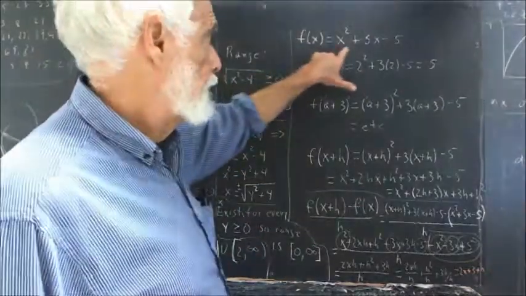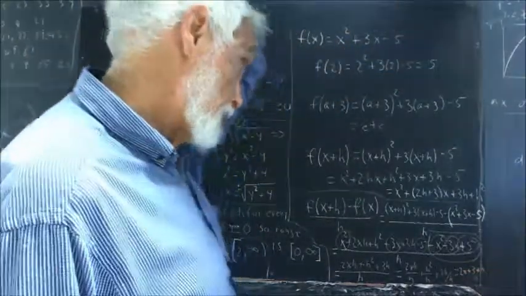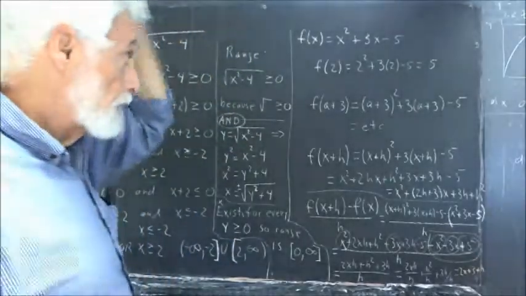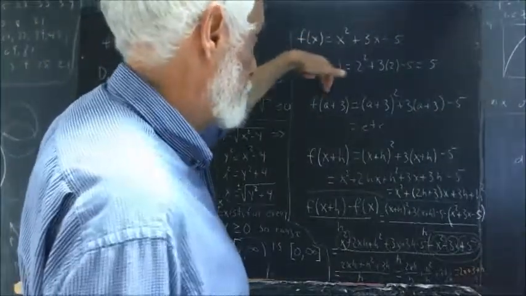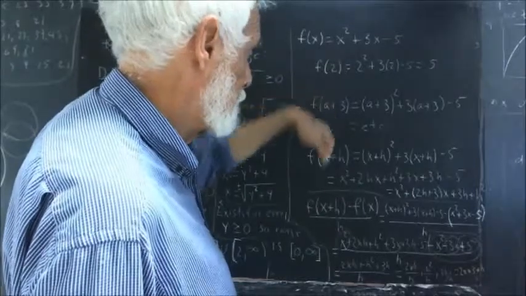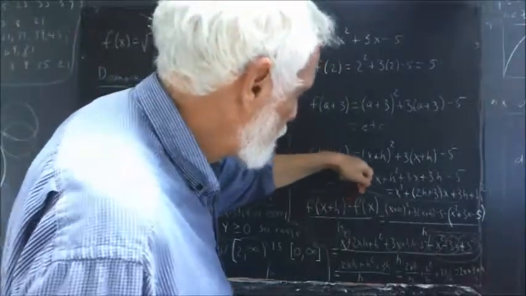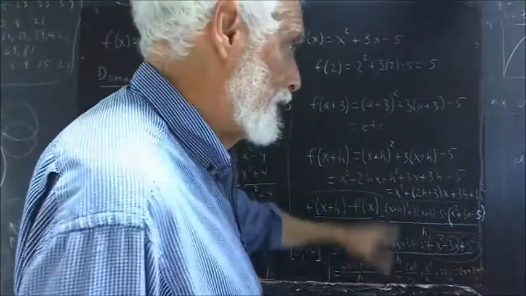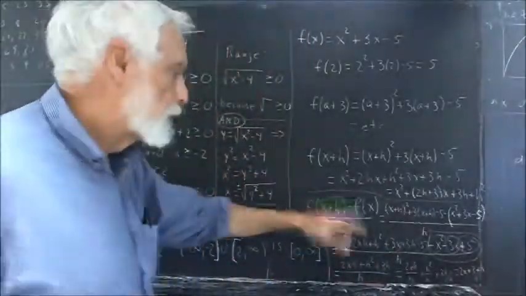We have the function f of x equals x squared plus 3x minus 5, and we want to calculate f of 2, f of a plus 3, f of x plus h, and f of x plus h minus f of x, divided by h. That gets a little bit compressed down here.